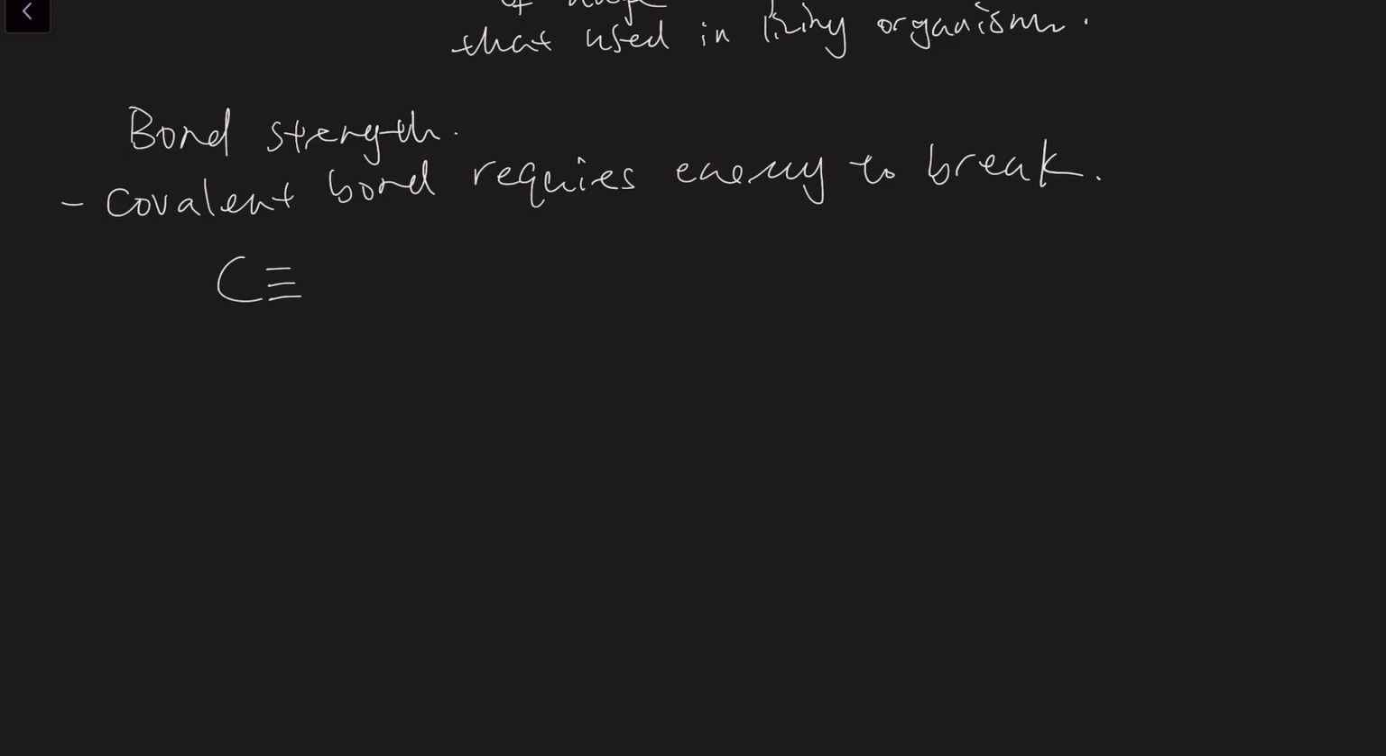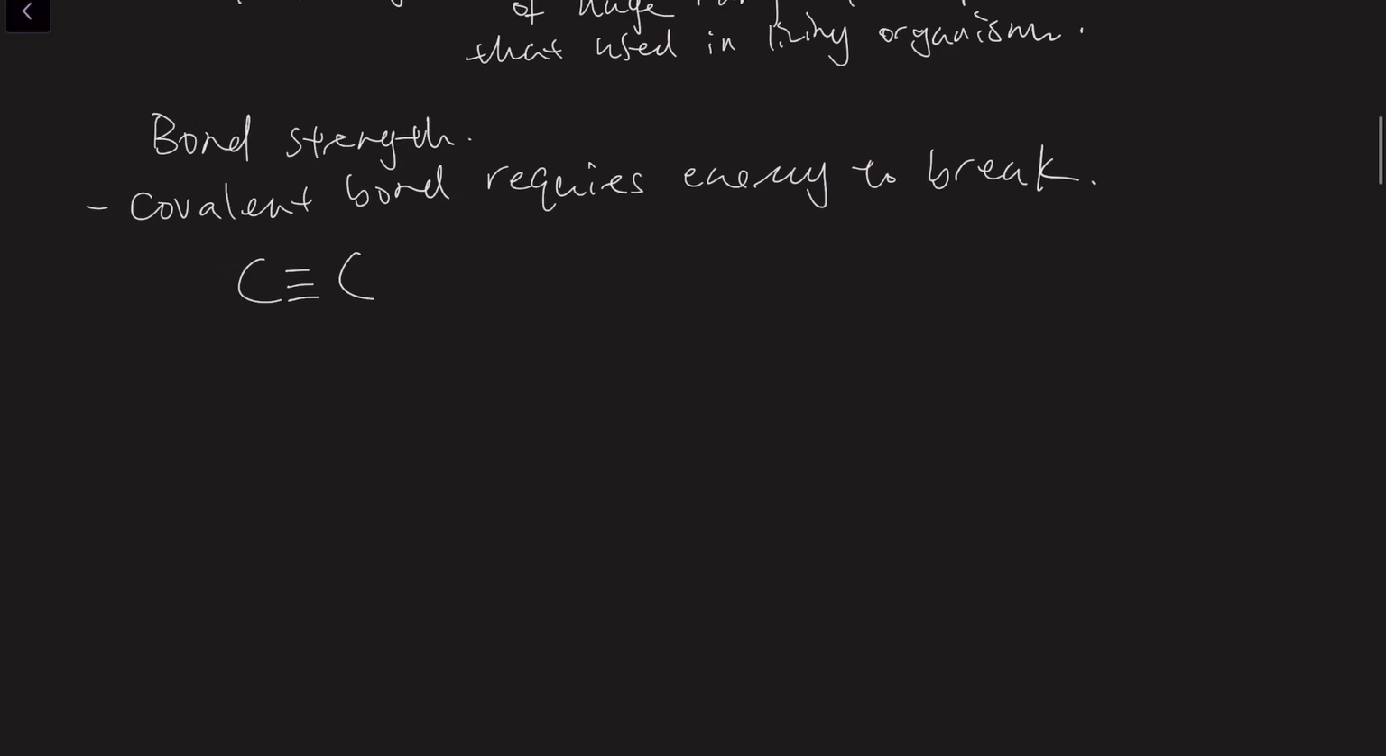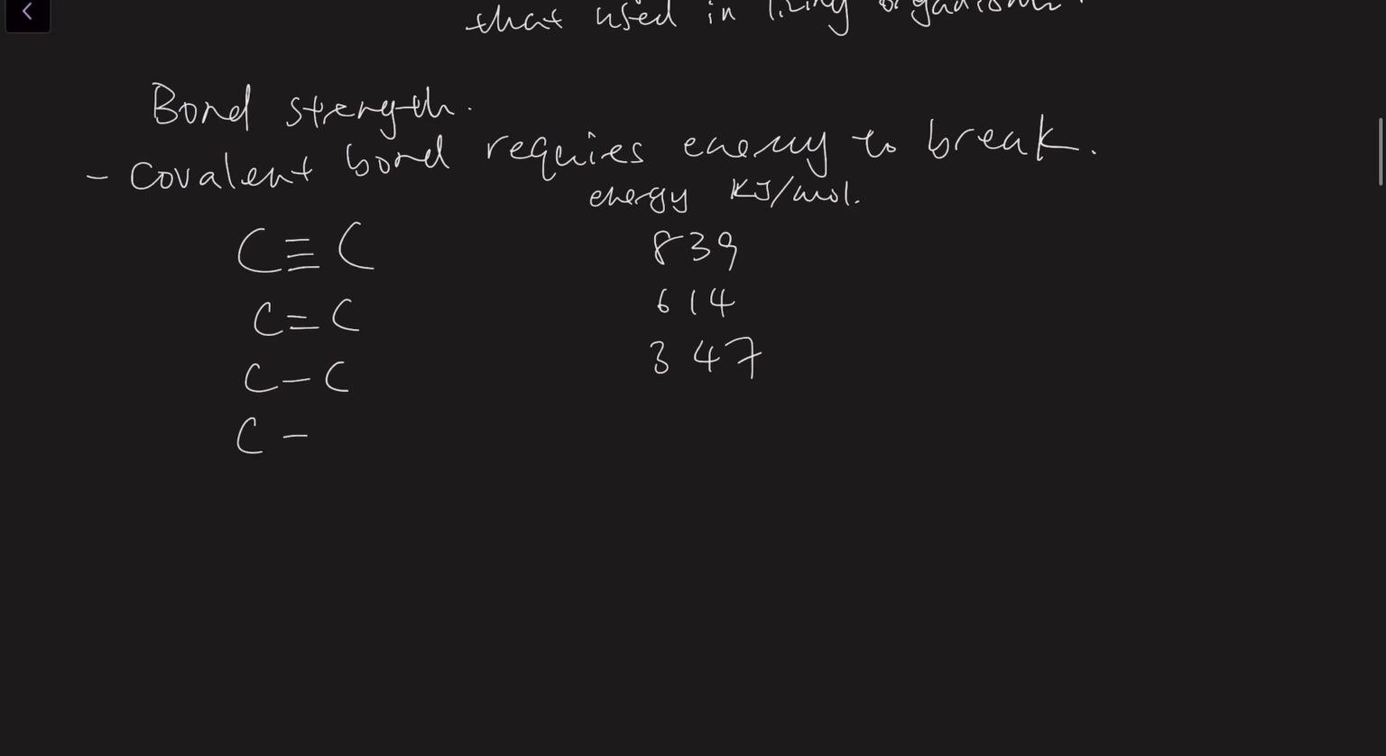For the carbon to carbon triple bond, the bond energy, which is measured in kilojoules per mole, is 839. For carbon to carbon double bond, it is 614. For carbon to carbon single bond, it is 347. Carbon with fluorine has a strength of 453. Carbon with hydrogen has a strength of 413.